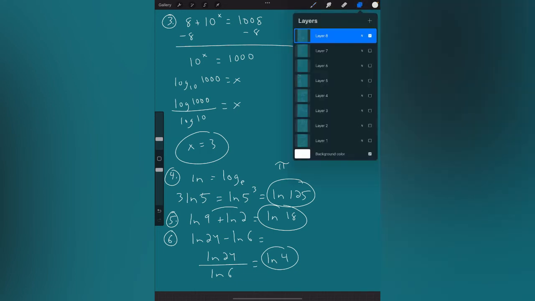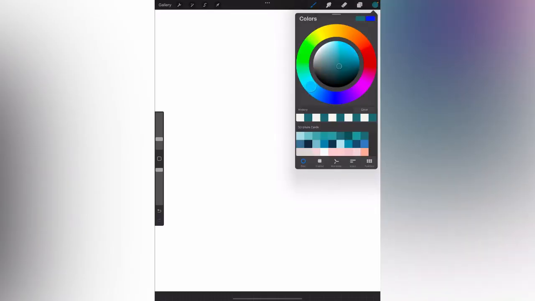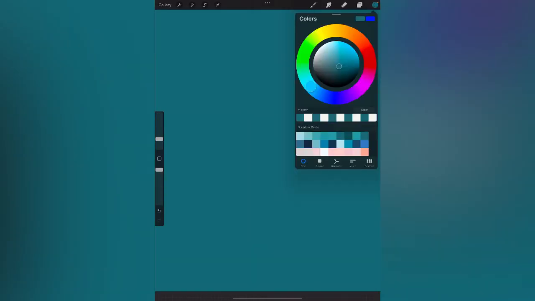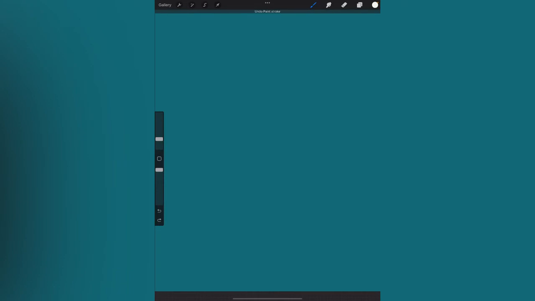Okay, we'll go ahead and open up a new page here for the next problem. All right, so that was number 6. We're going to move on to number 7 here. Number 7 says solve each equation and check your answers. Okay, so I have ln of 3x equals 6. Believe it or not, this could be written as log base e of 3x equals 6.